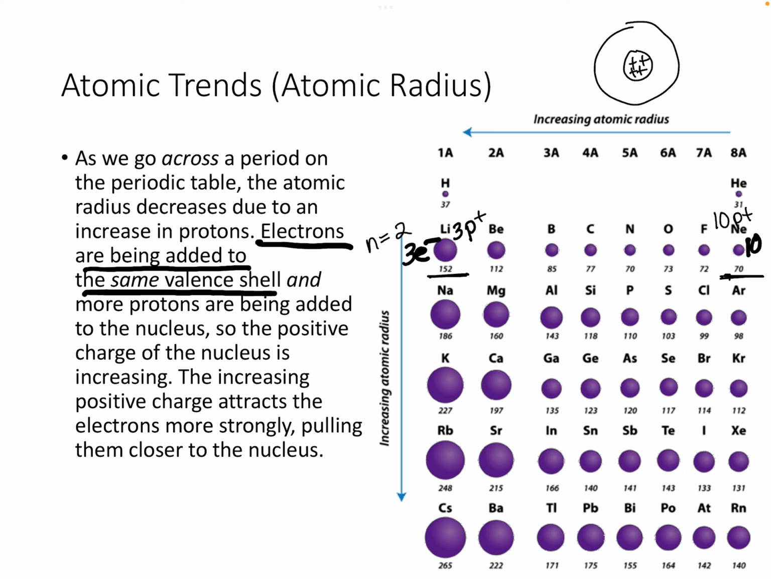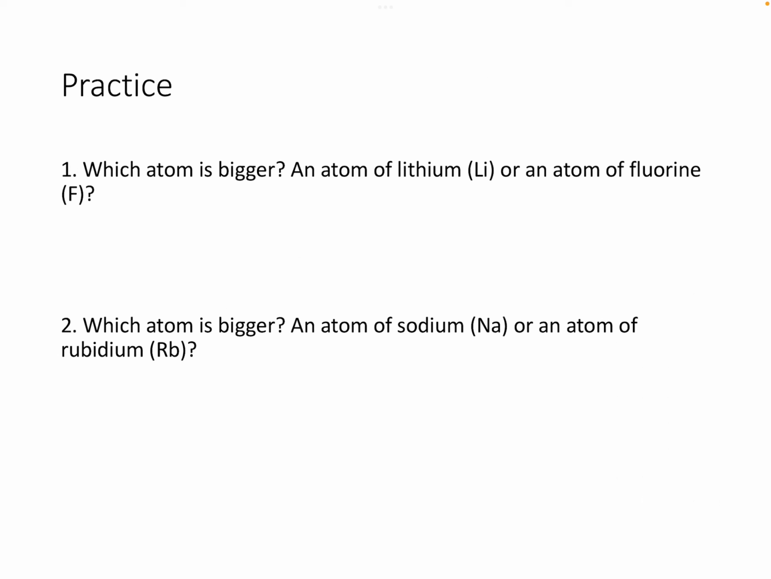Okay, so let's practice. So question 1, which atom is bigger? An atom of lithium or an atom of fluorine? And then question 2, which atom is bigger? An atom of sodium or an atom of rubidium? So remember, double check if they're in the same row or in the same column, because that's going to help you decide which one is bigger. So I'll let you pause the video, and when you're done, we'll go over it together.